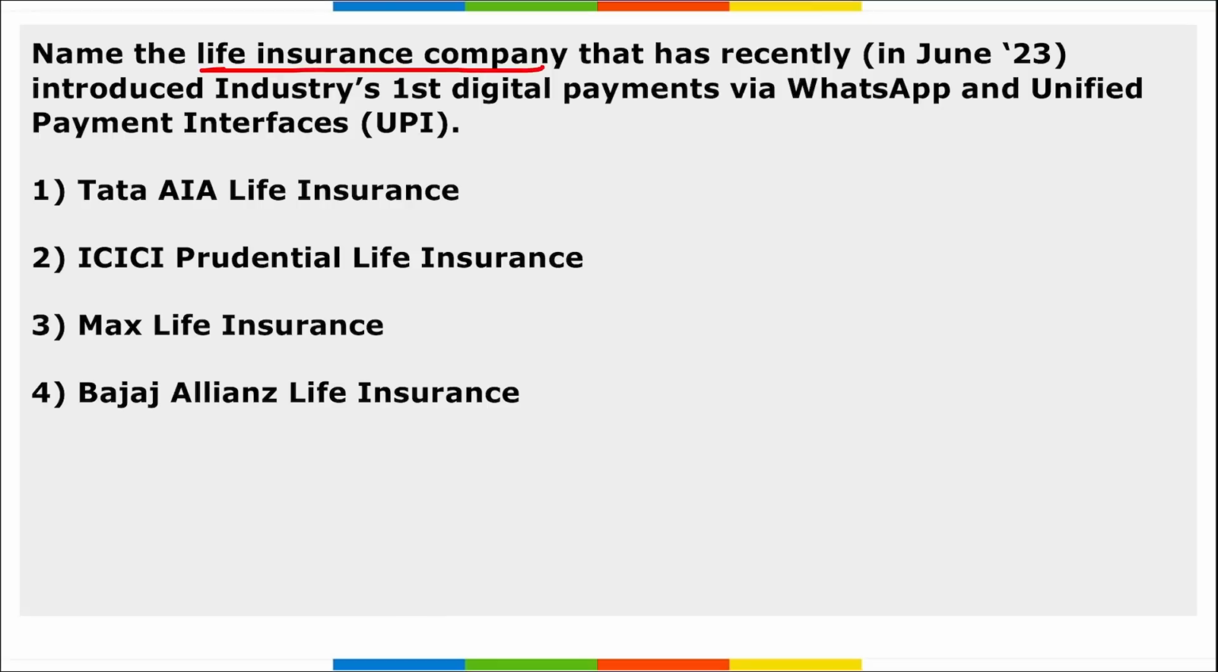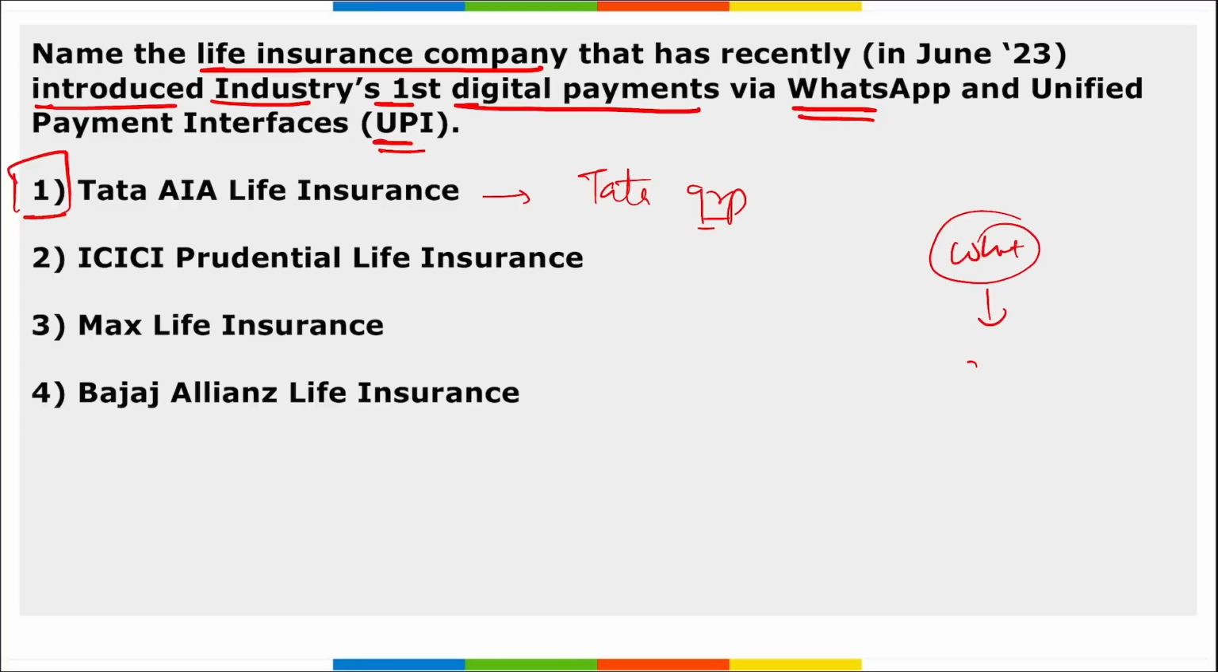Next question. Name the life insurance company that recently introduced the industry's first digital payments via WhatsApp and UPI. It is Tata AIA Life Insurance. I repeat, this firm is backed by Tata Group, right? And they have introduced the first of its kind feature in the insurance industry by enabling digital payments through WhatsApp and UPI. Even WhatsApp, if you know friends, now launched a screen share feature using a video call. Correct? Coming back, this new feature will allow both tech savvy as well as non-tech savvy consumers to easily pay their premiums digitally and receive quick confirmations and acknowledgement. So Tata AIA Life Insurance is the correct option.